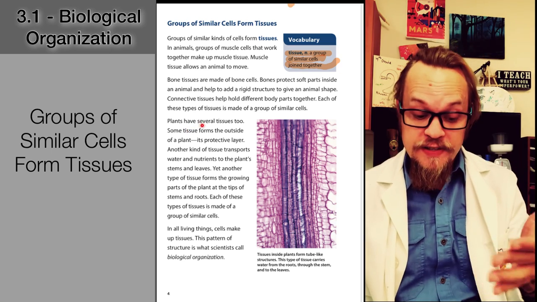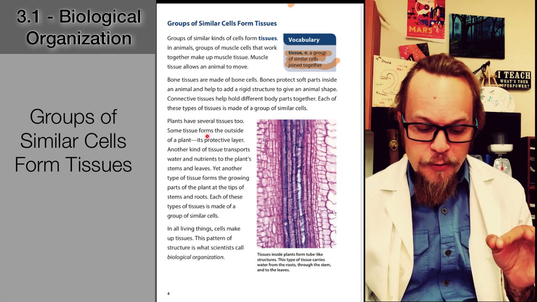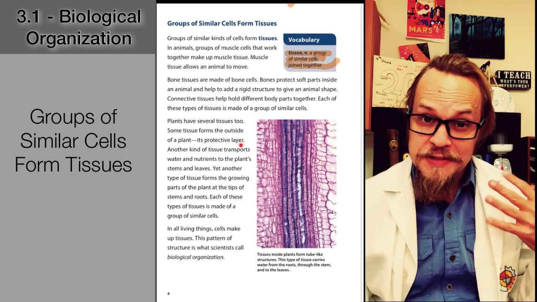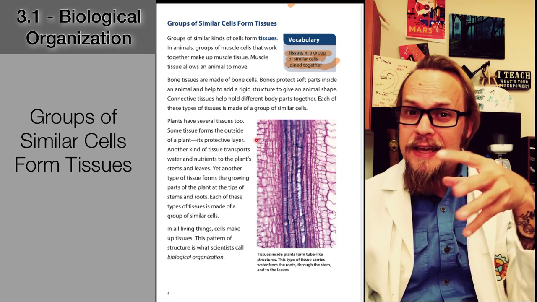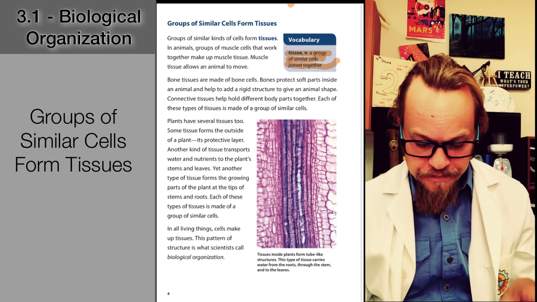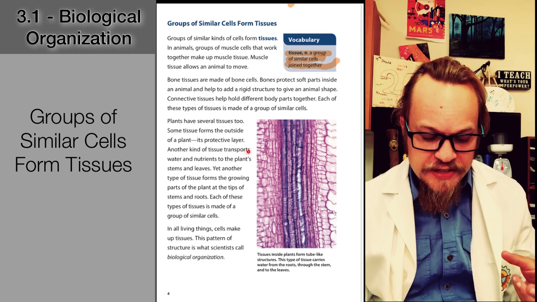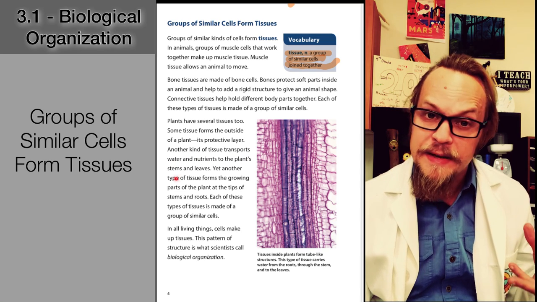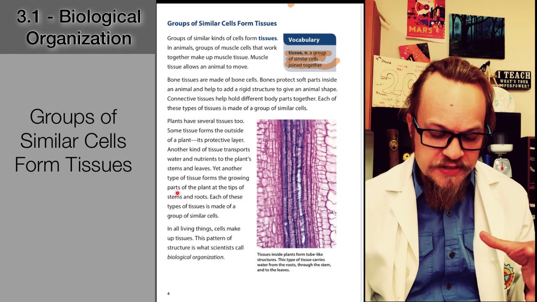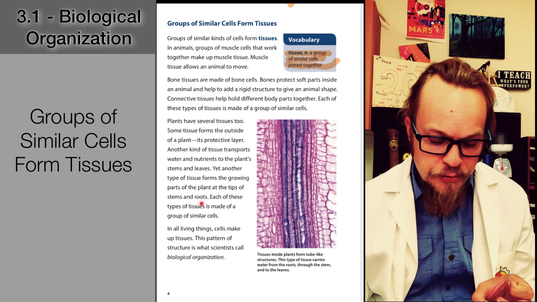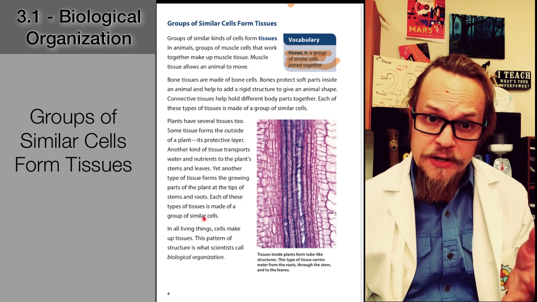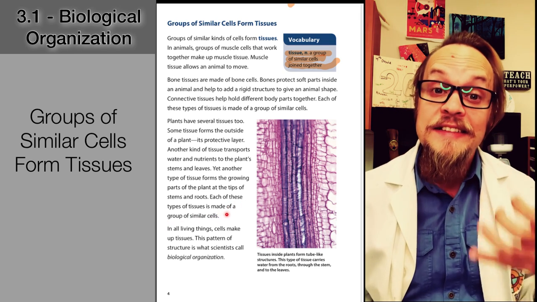Plants have several tissues too. Some tissue forms from the outside of the plant, its protective layer. So if it was a tree, its bark would be a type of tissue, or the stem has an outer tissue. Other kinds of tissue transport water and nutrients to the plant stem and leaves. Yet another type of tissue forms the growing parts of the plant at the tips of stems and roots. Each of these types of tissues is made up of a group of similar cells.